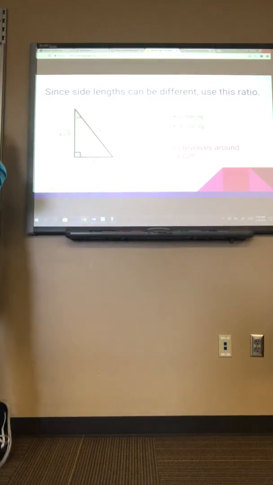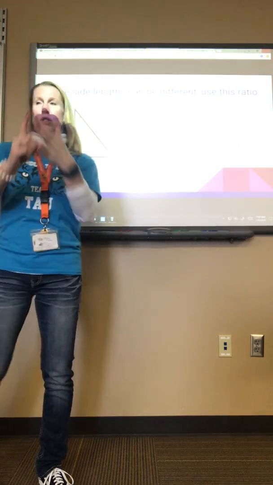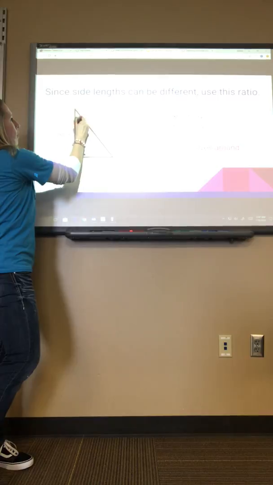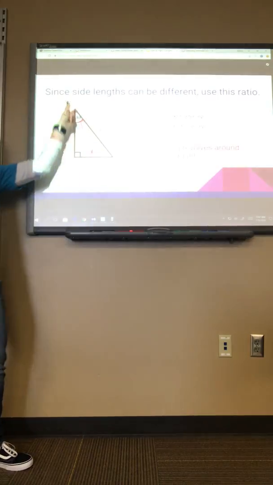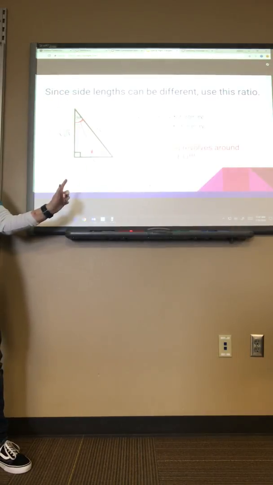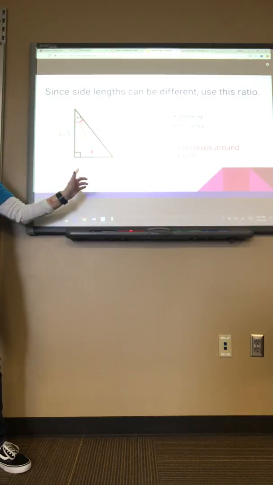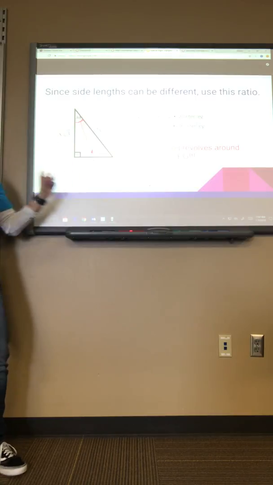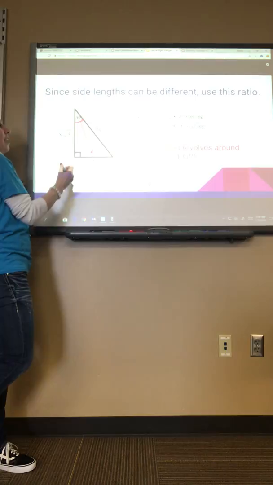Now on a 30, 60, 90 triangle, there's always a short leg, a long leg, and a hypotenuse. The shortest leg is always across from the 60 because it's the smallest angle. You mean it's across from 30? I mean 30. Across from the 30 because that's the smallest angle.